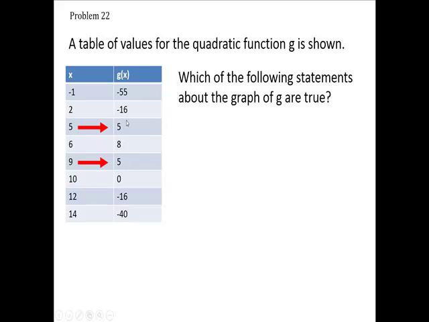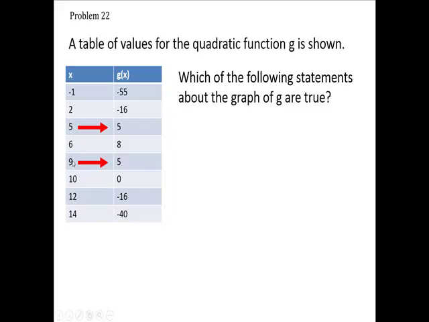So the vertex has to lie in between these 2 points. And we want to say, well, I know what the vertex is. It's 6, 8. See how it rises to 8 and goes back down to 5? So that's got to be the vertex. But you know what? That's not true. Look at your numbers 5 and 9. What number lies right in between 5 and 9?